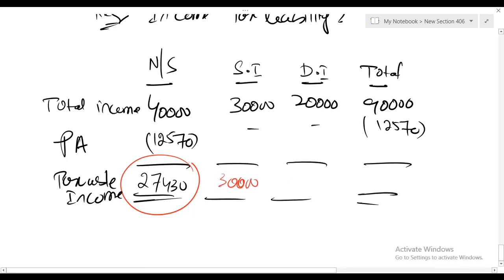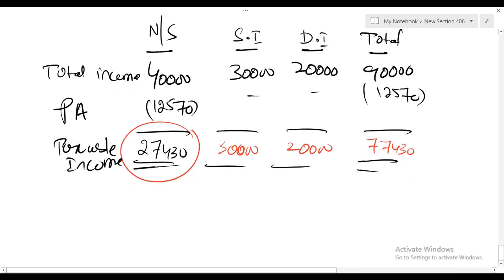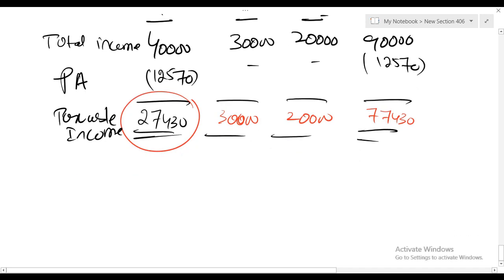This is 30, 20, 77,430. First we need to tax non-saving, then we'll move to saving, and finally dividend income. That's the sequence which you have to follow. Income tax. Entire 27,430 of the non-saving income falls in basic rate band.